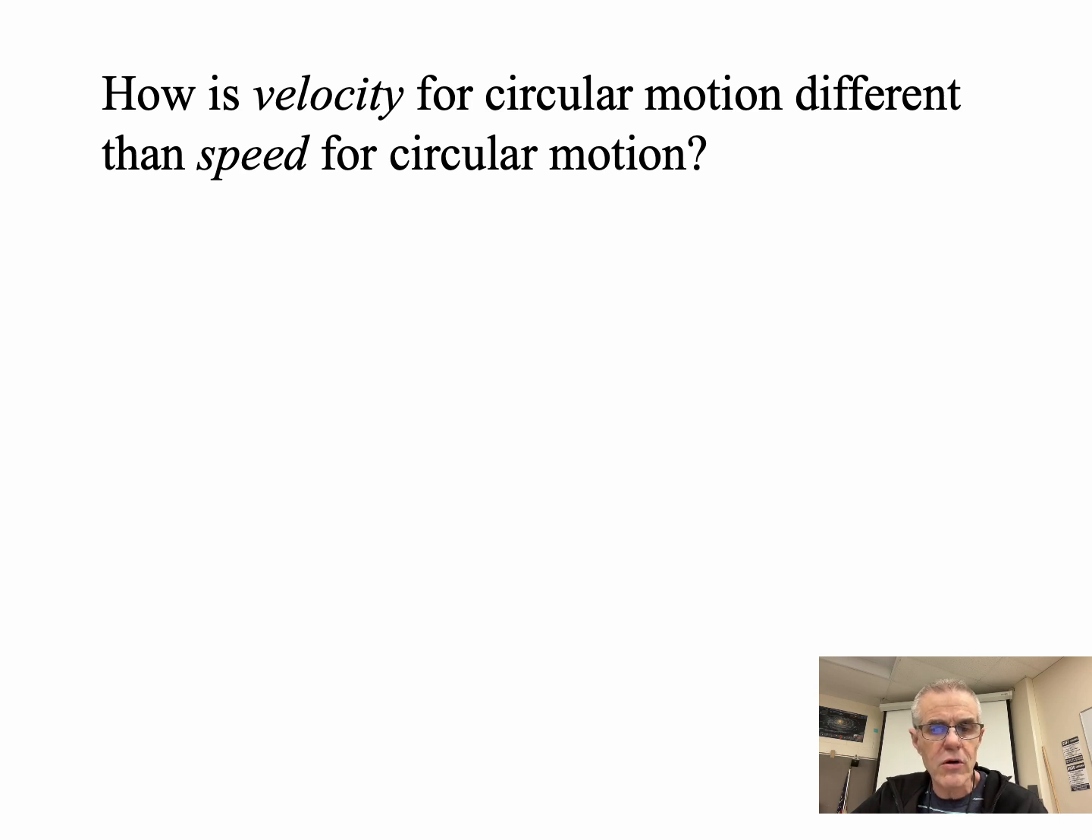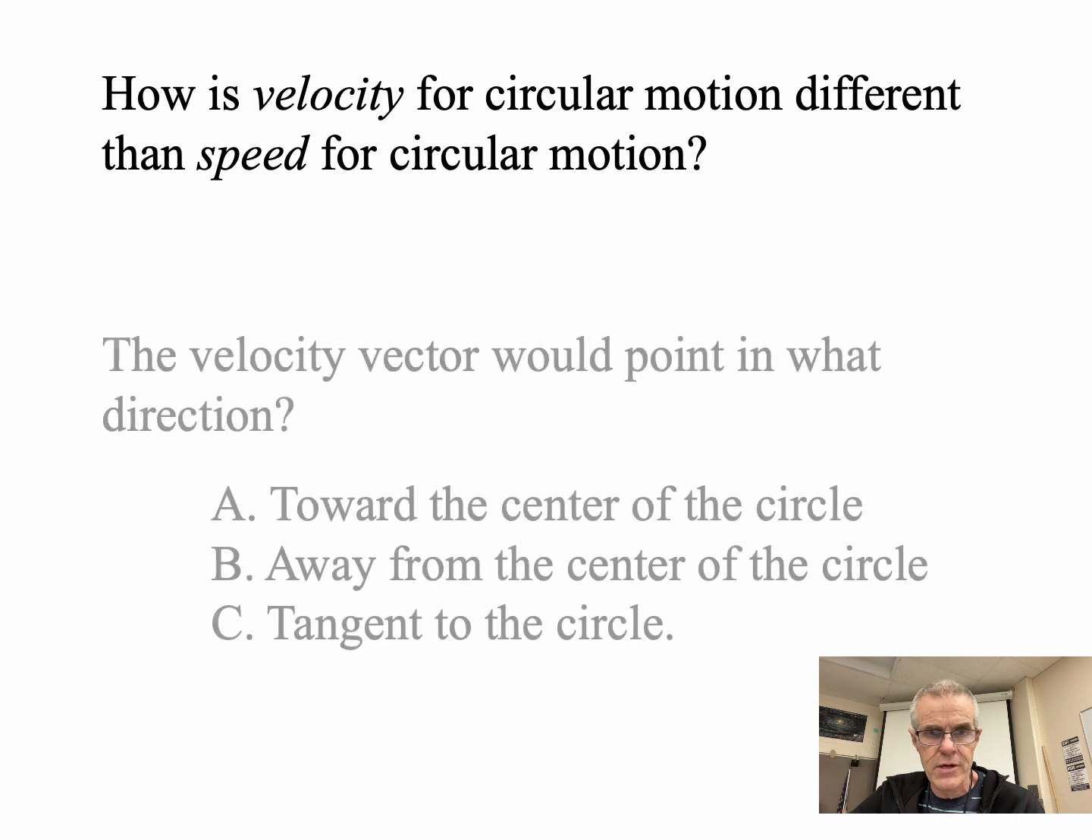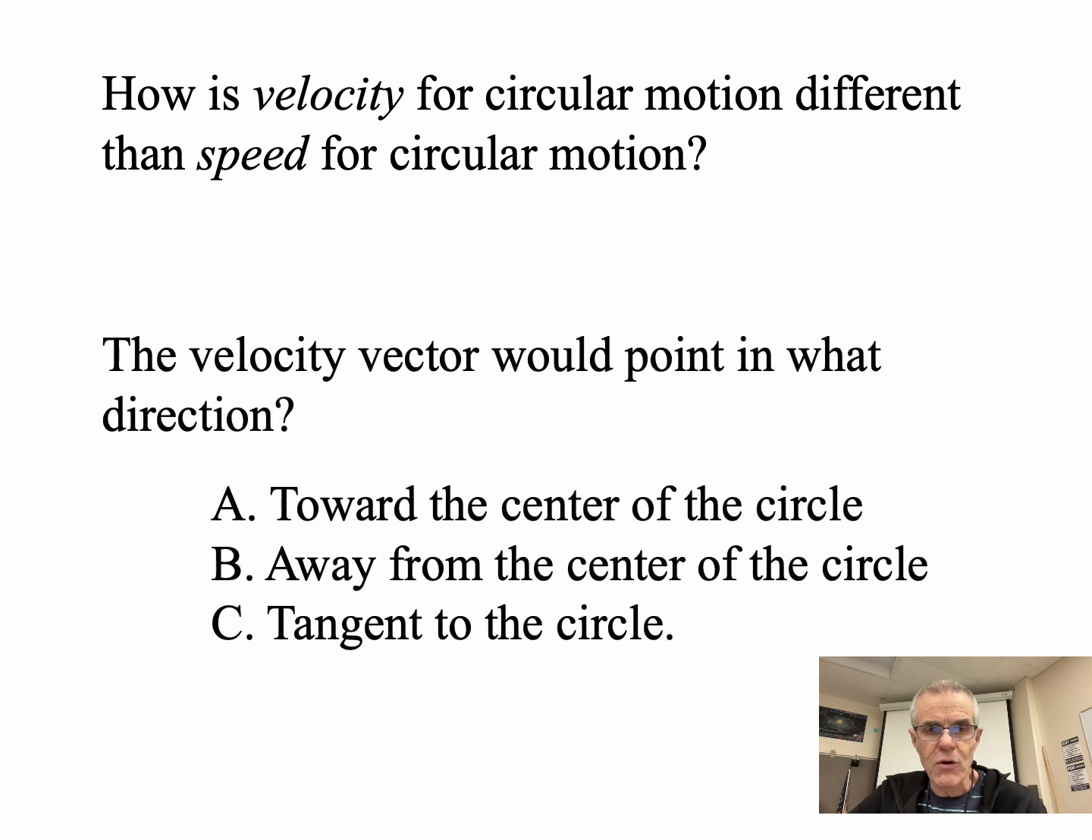Now, one more thing to talk about as far as our concepts go. How is velocity for circular motion different than speed for circular motion? Well, as you well know, velocity is a vector, and that's what makes it different. Velocity includes a direction. And if we want to specify the velocity in circular motion, we need to specify the direction of the vector. So here's a fun question for you.